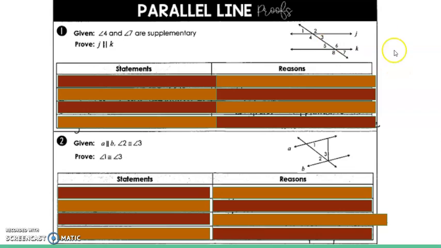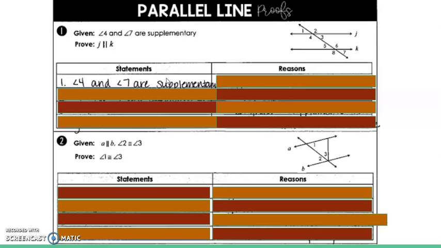For this proof, we're looking at our picture on the right. So we see that we have lines J and K that are parallel, and there's a transversal with them. So we're going to look at some relationships. Our first statement is our given statement. So they told us that angle 4 and angle 7 are supplementary angles. And again, that reason is given.